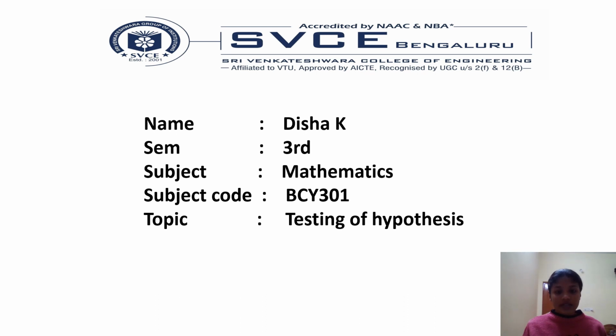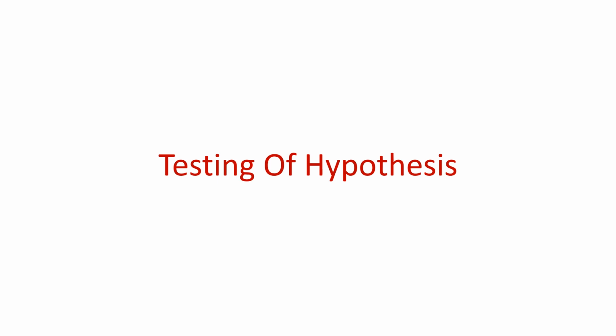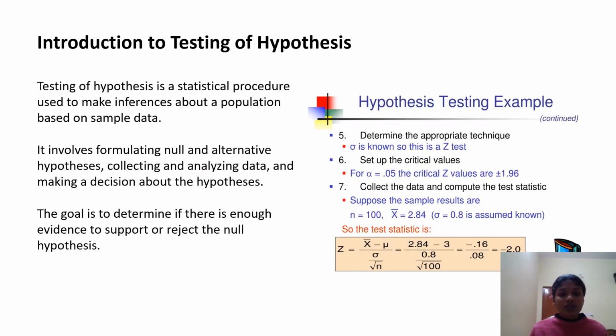Today I am going to discuss the testing of hypothesis. Introduction to the testing of hypothesis. Testing of hypothesis is a statistical procedure used to make inferences about the population based on sample data. It involves formulating the null and alternative hypotheses, collecting and analyzing the data, and making a decision about the hypothesis. The goal is to determine if there is enough evidence to support or reject the null hypothesis.